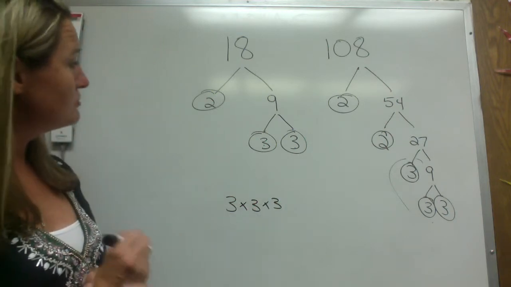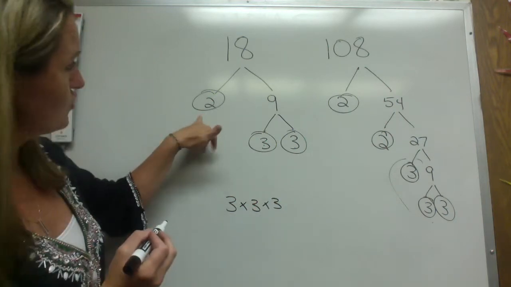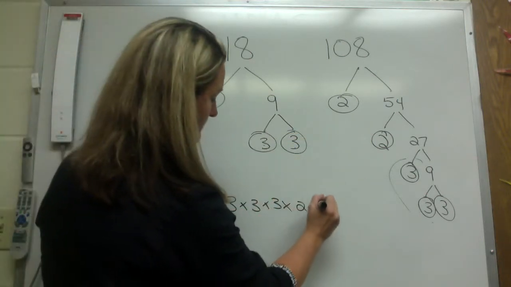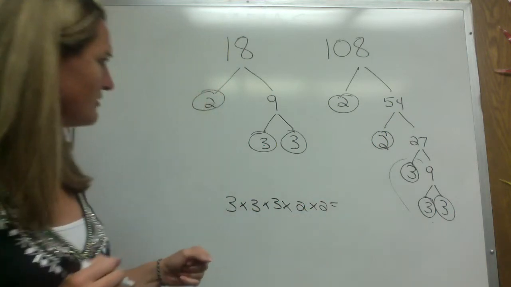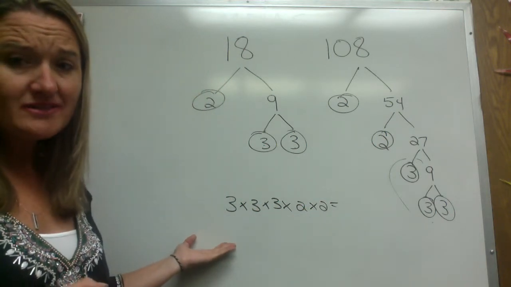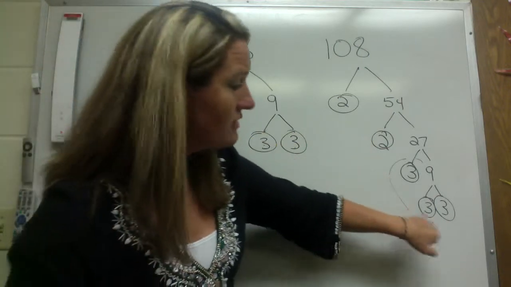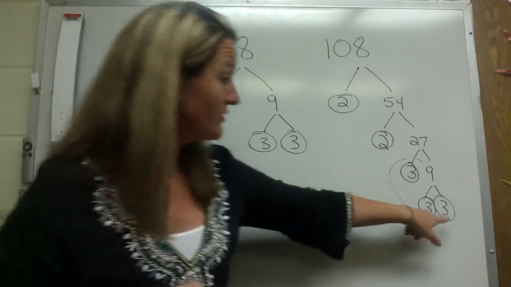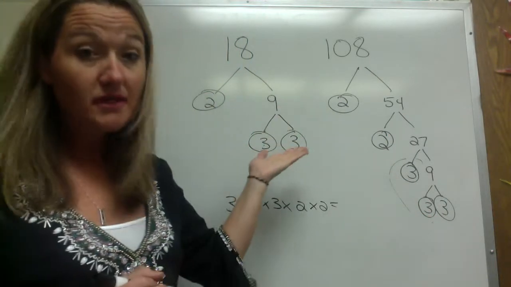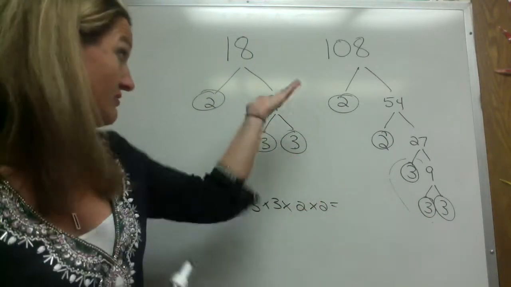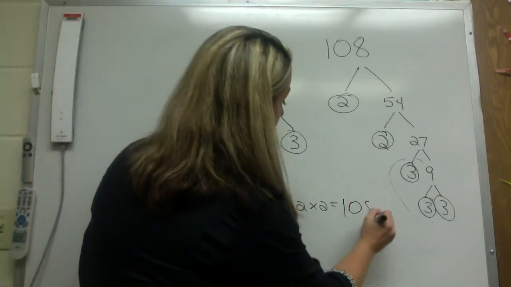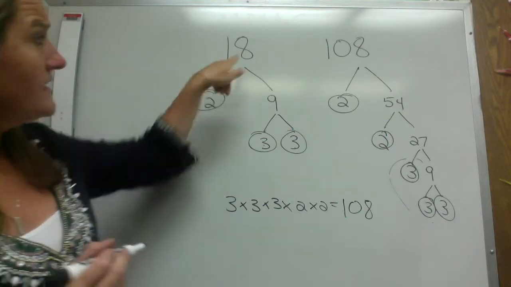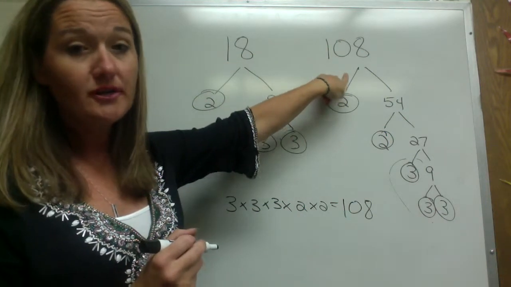Now we got some 2s. Let's see which one has the most. This one has 1. This one has 2. So I'm going to bring those 2 2s over here. Okay, you know what? I don't even really need to multiply this because I just pulled every prime factor that I had from over here. So I know if I multiply 3 times 3 times 3 times 2 times 2, I'm going to get 108, because that's what the factor tree says. So 108 is my least common multiple. That basically means 18 goes into 108.